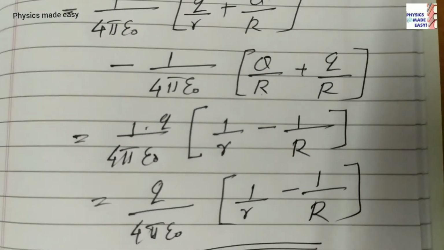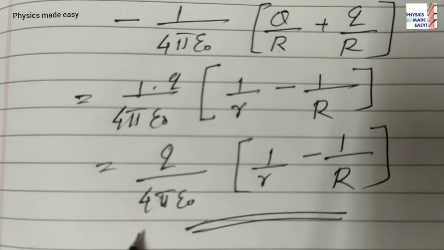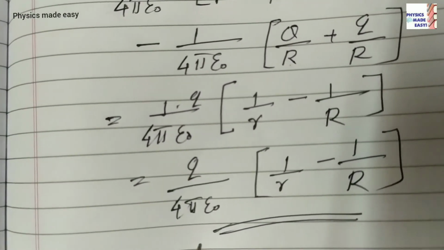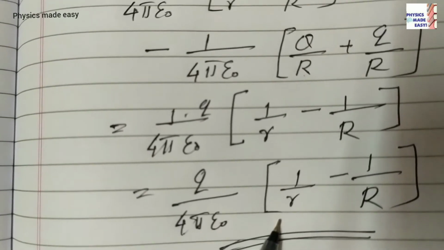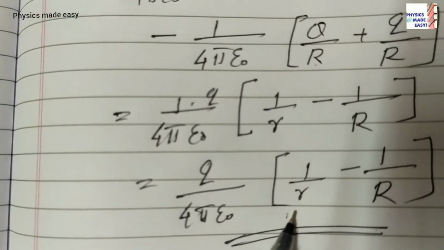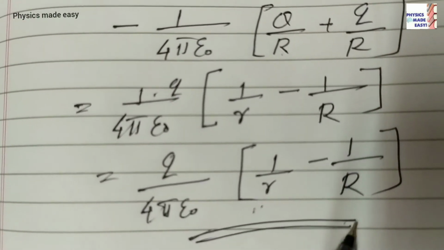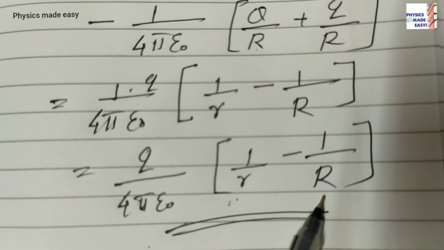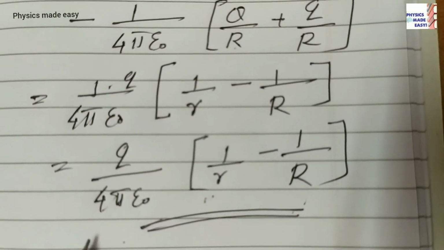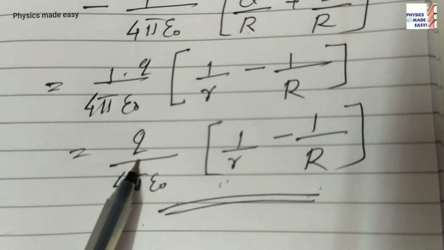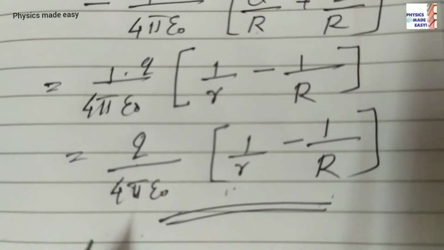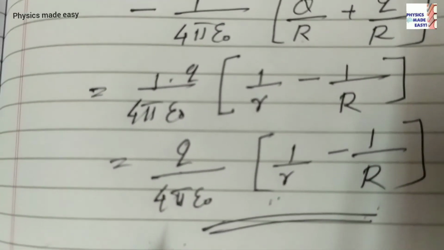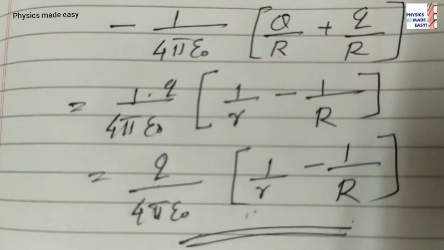So the potential difference is q by 4 pi epsilon 0 into 1 by r minus 1 by R, where small r is the radius of the inner sphere and capital R is the radius of the outer sphere. So here we can say, children, if this charge q is positive, then the potential of the inner sphere will be higher than that of the outer sphere.